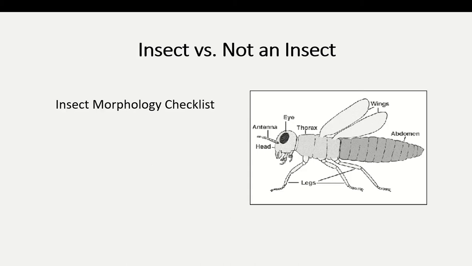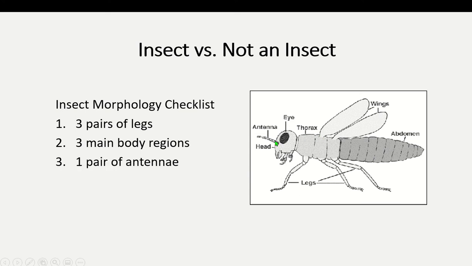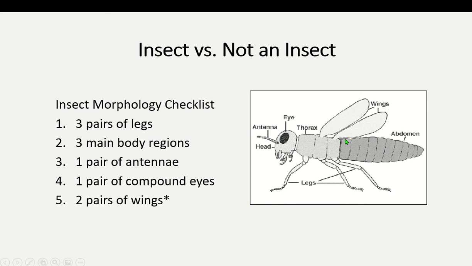So, insect morphology checklist. We're using this checklist to help us determine what is an insect and what is not an insect. There's a basic image of an insect over here on the right. Each insect must have 3 pairs of legs, or 6 individual legs total. There must be 3 body sections: the head, the thorax, and the abdomen, at least 1 pair of antennae, 1 pair of compound eyes, and 2 pairs of wings.